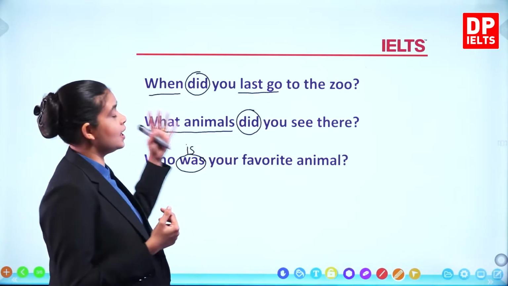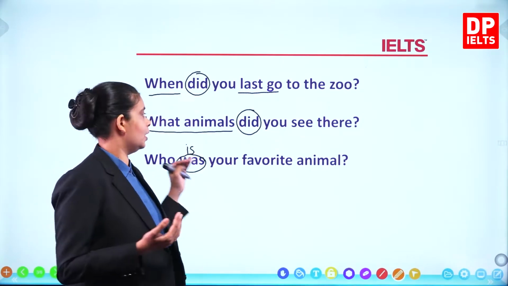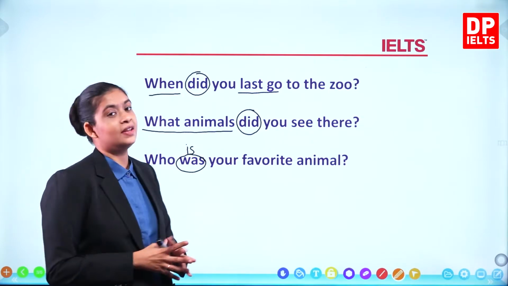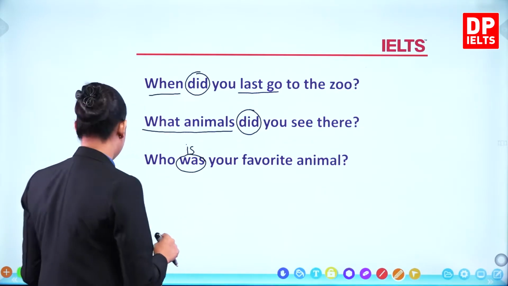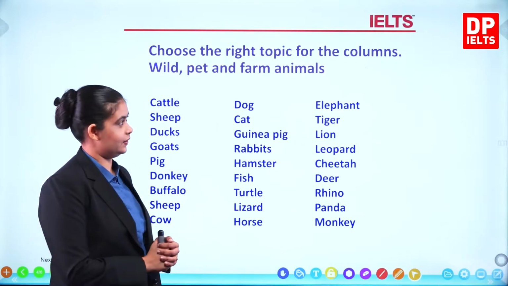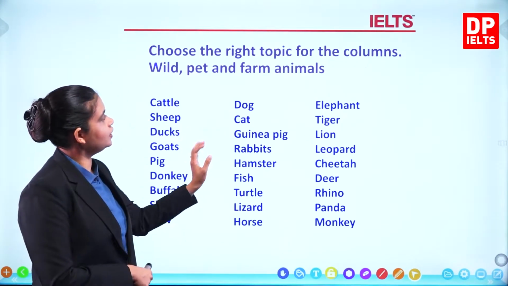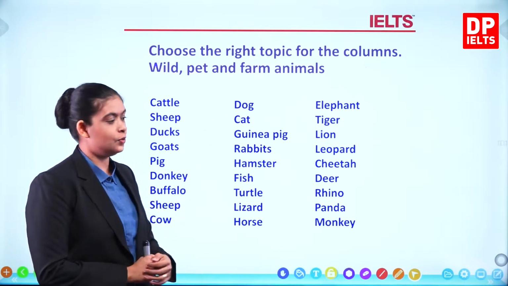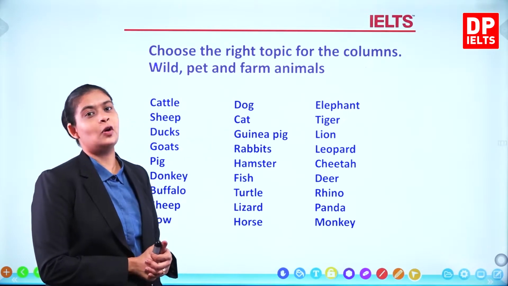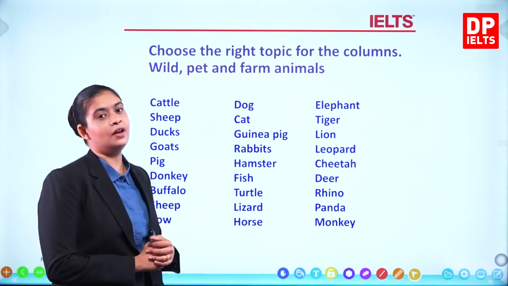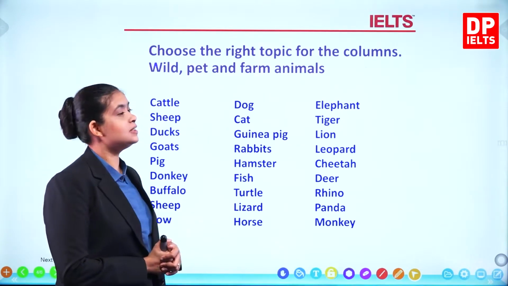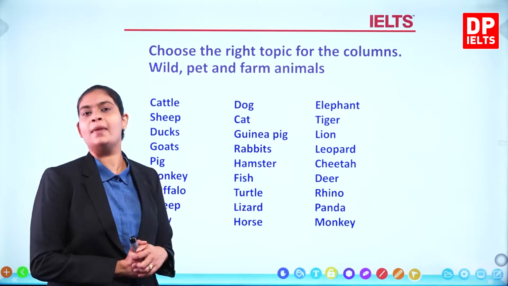So when did you last go to the zoo? What animals did you see there? Who was your favorite animal? Right. Moving on, let us have a look at a little activity, okay? Choose the right topic for the columns. So you have 3 columns here and there are 3 topics which we need to put it to the proper column. The first one is wild animals, pets and farm animals.